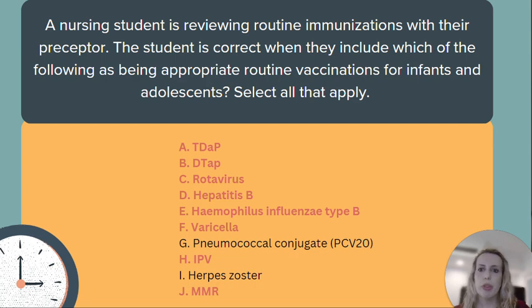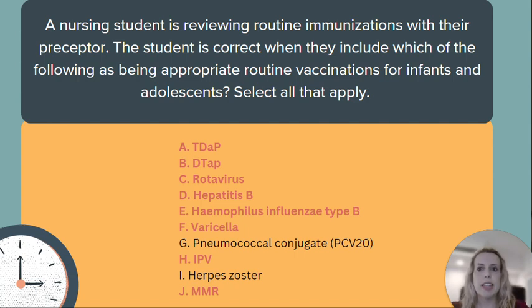Moving on, the rotavirus vaccine is only given to young infants, and it protects them from serious GI illness that can lead to severe dehydration. So definitely want that. The hepatitis B vaccination is recommended for all infants, children, and adolescents younger than 19 years of age.